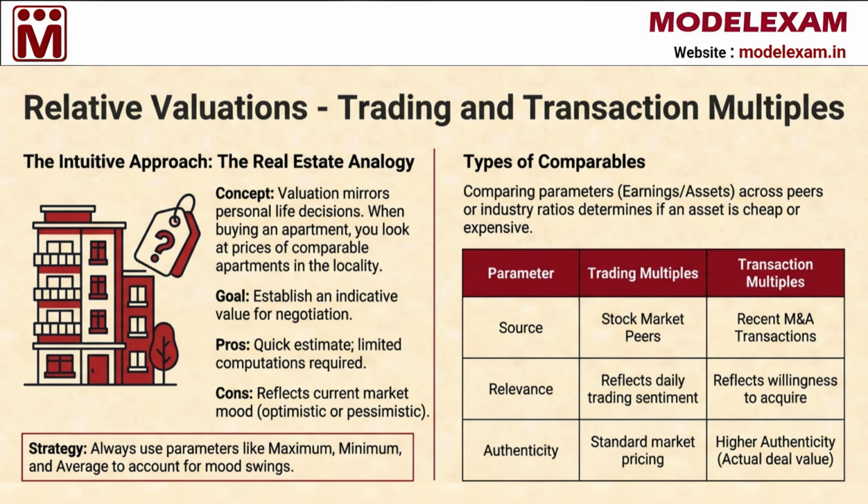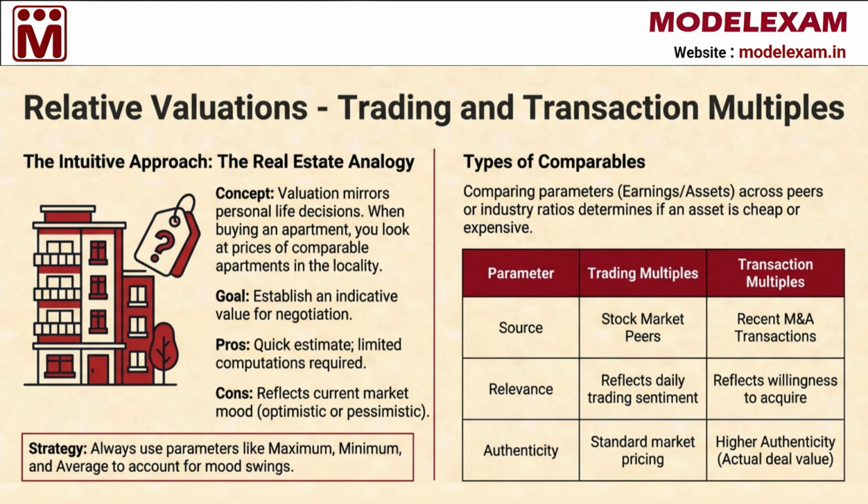Second, we have transaction multiples. These come from recent merger and acquisition transactions. Transaction multiples are often considered to have higher authenticity because they reflect the actual price a buyer was willing to pay to acquire a company.